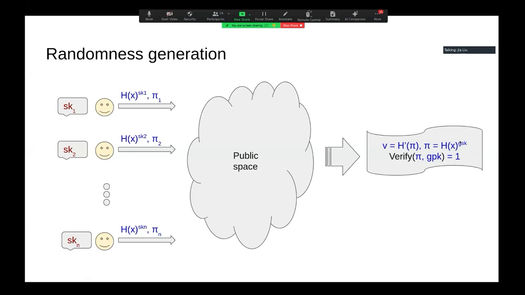So the value of pi is unique. There is only one such pi that's valid. GSK is the implicit secret key that corresponds to the global public key. Then we hash pi to obtain the final pseudo-random value. So the second hash is for achieving the pseudo-randomness. That's the indistinguishability between the output and the uniform random.